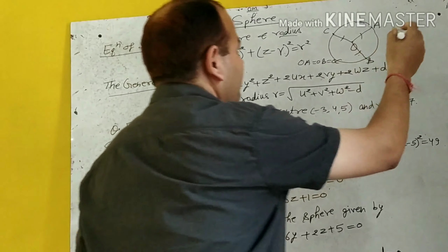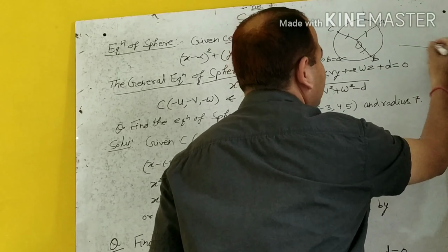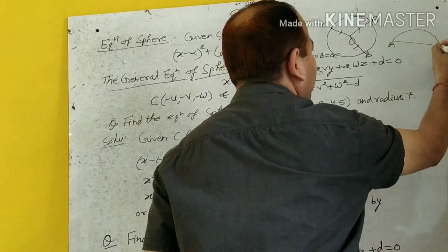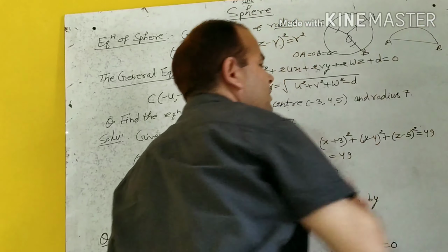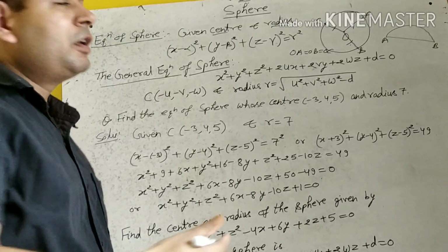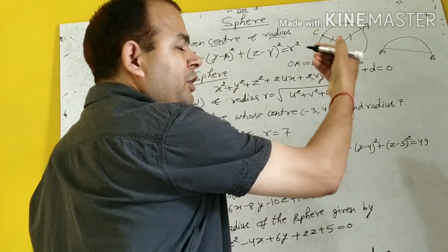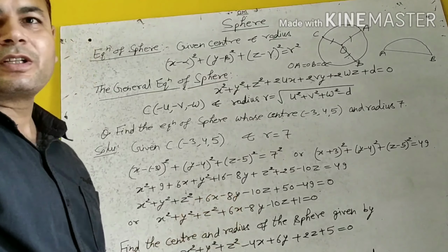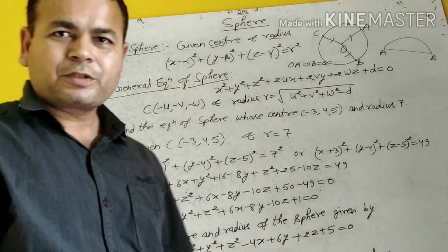It can be made with the help of a semicircle. Let us suppose this is your semicircle, and AB is the diameter of this semicircle. Revolve it 360 degrees around the diameter, and you will get the shape of a sphere.